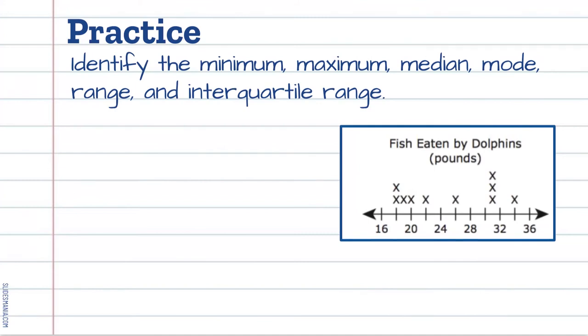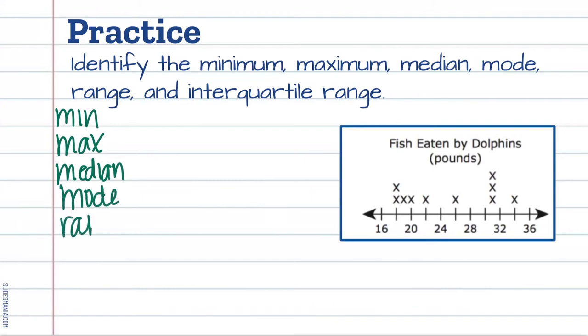So now we're going to practice this. We want to identify the minimum, the maximum, the median, the mode, the range, and the interquartile range. So I'm going to list off my values over here. My minimum is really easy to see right here. I have a minimum of 18. My maximum value that I have on my graph is going to be 34. That's the highest value where I have a data point.